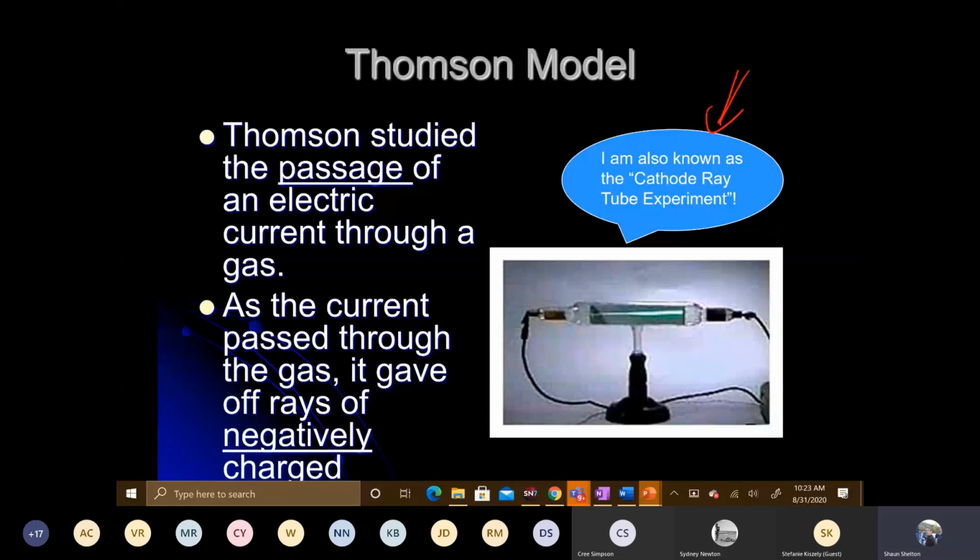So cathode ray tube, you guys should be old enough to understand. We used to have these big old box TVs, and there would be an old saying, "Turn on the tube." How many have heard of that saying before? I've heard that before. For TV.